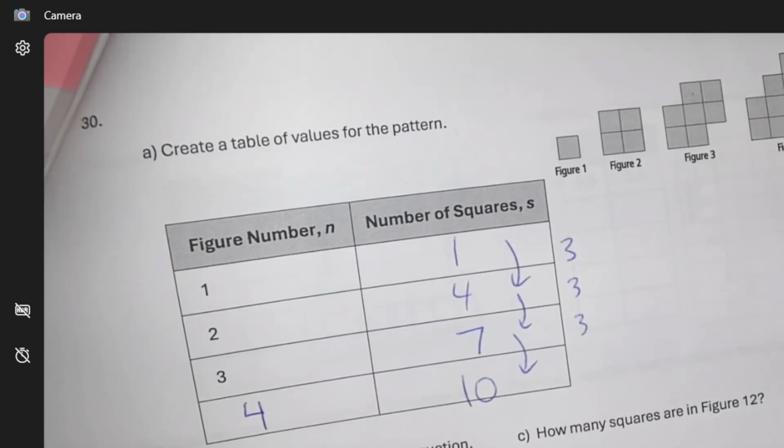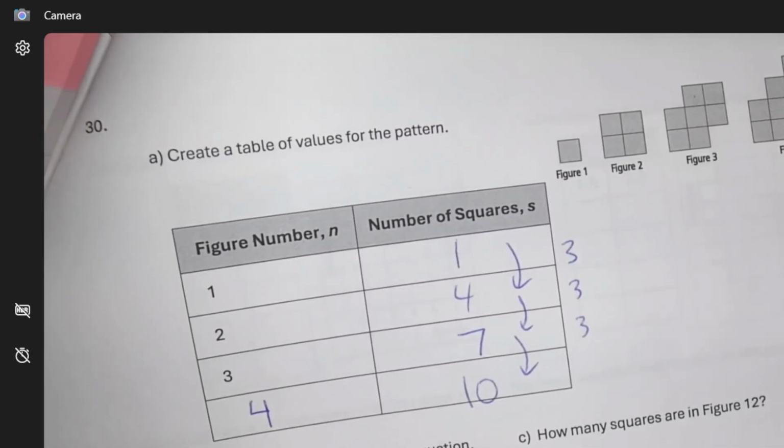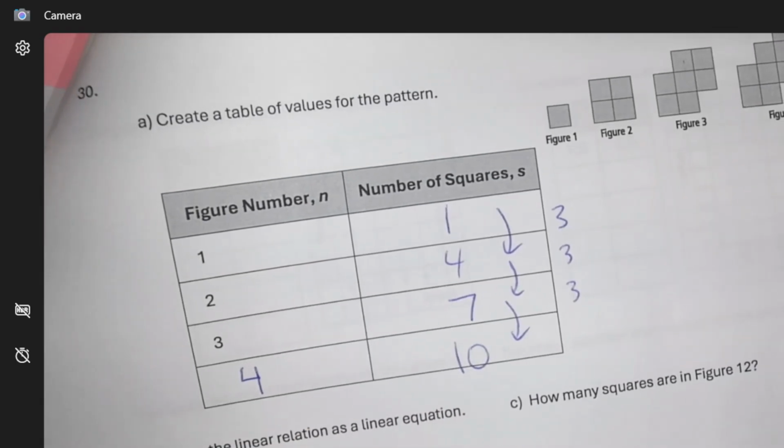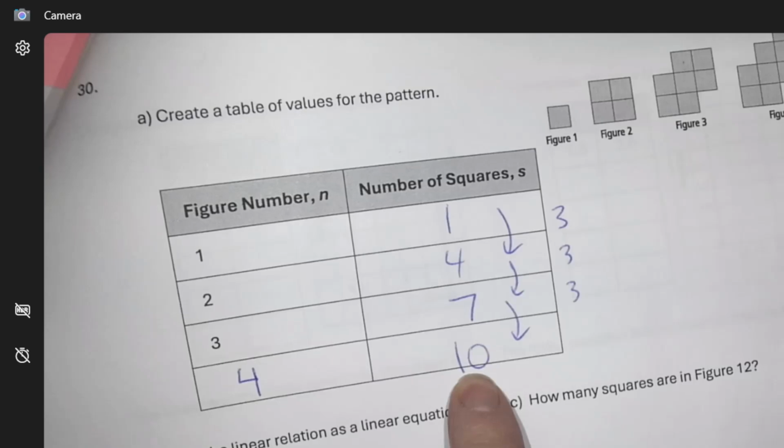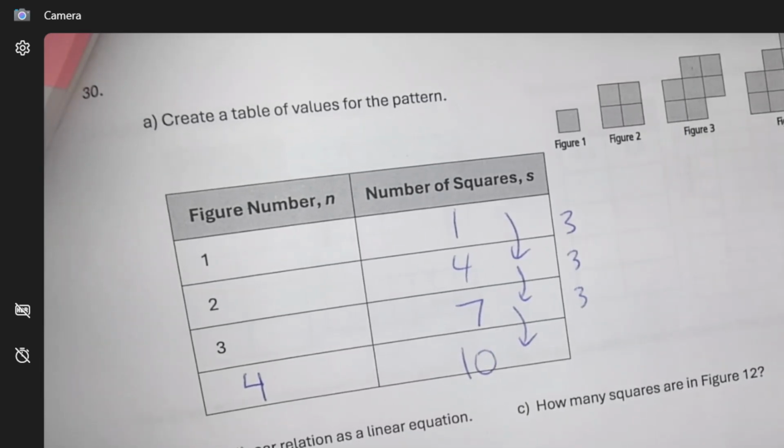Okay, I'm going to try one more. So I'm going to go 3 times 4, 12. How do I get to 10? Minus 2. It works, right?